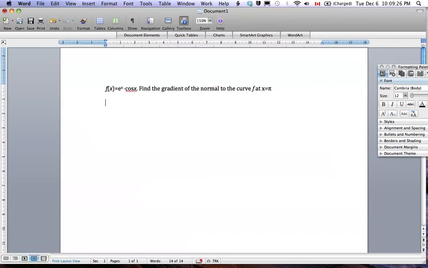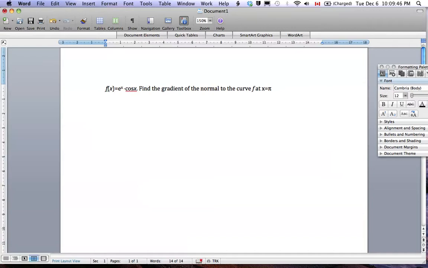Basically, in order to do the question, you need to know that to find the gradient at any point on the curve, you must find the derivative and sub in that point. And to find the gradient of the normal, you must find the negative reciprocal at that point, because those lines will be perpendicular.